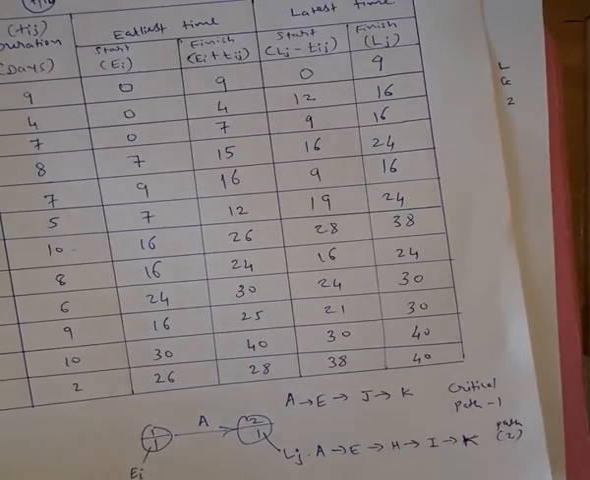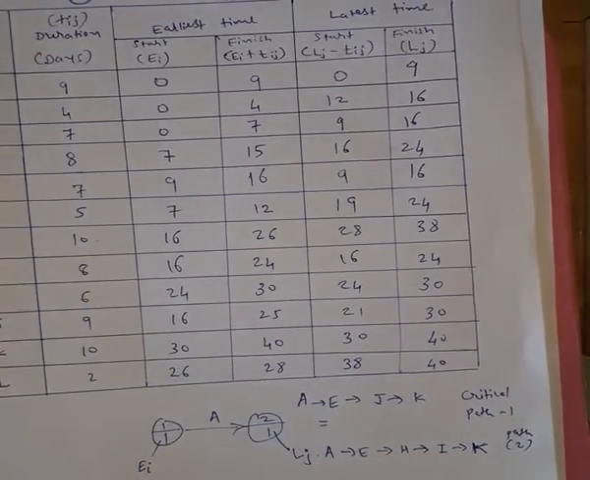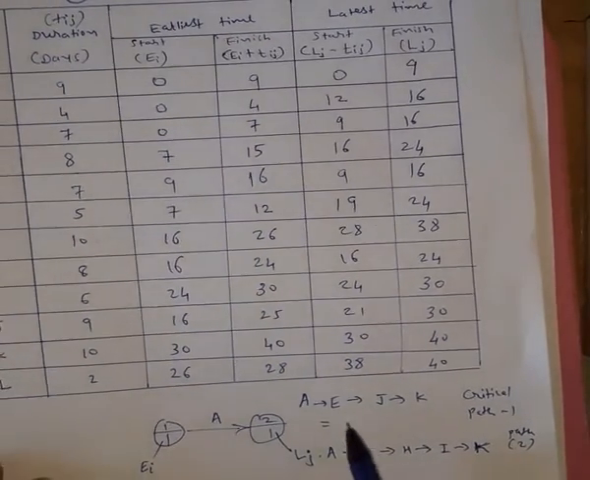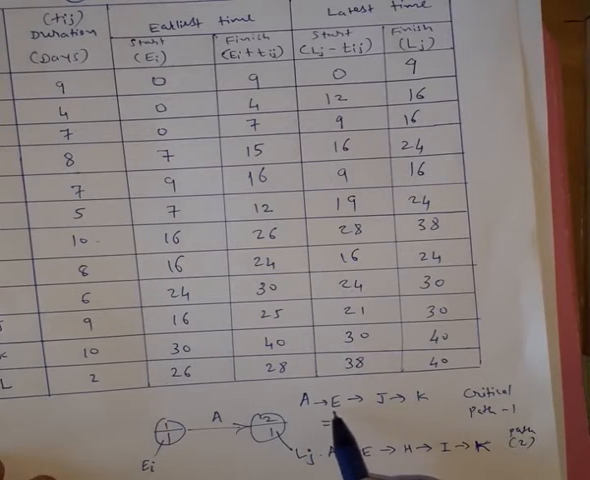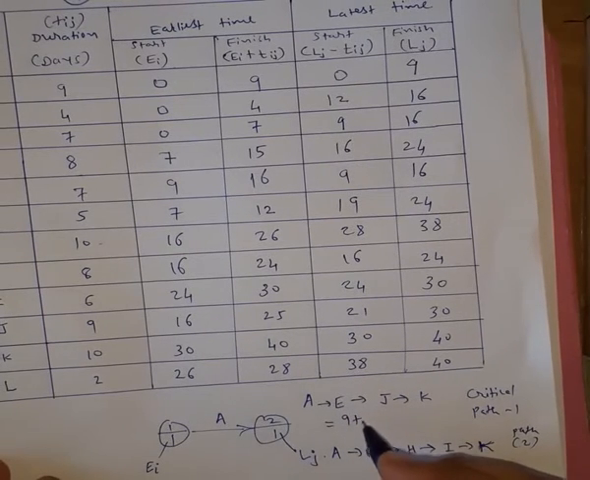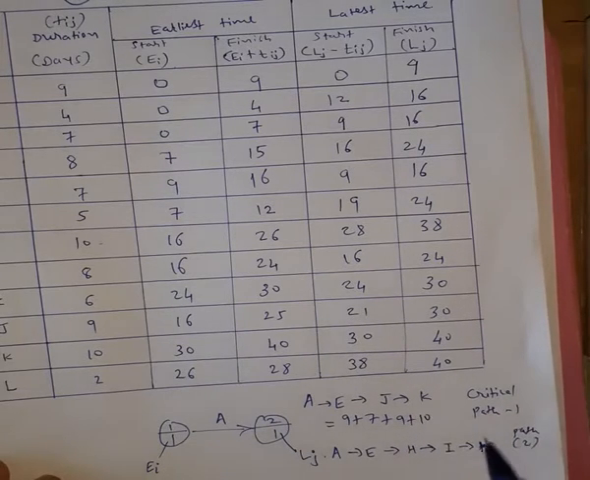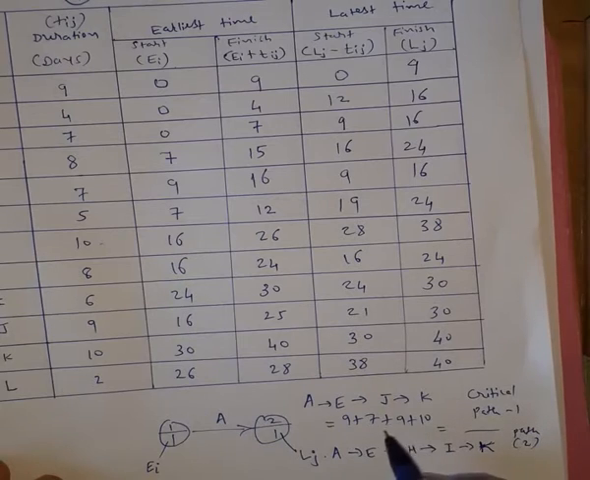Now we find out the project completion time by doing the summation of the time durations of all the activities that are critical. A is 9, E is 7, J is 9, and K is 10. So 9 plus 7 is 16, 16 plus 9 is 25, plus 10, it is 35.